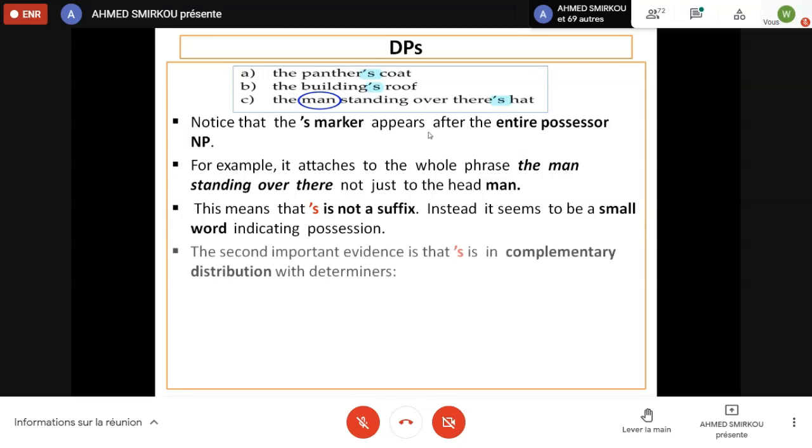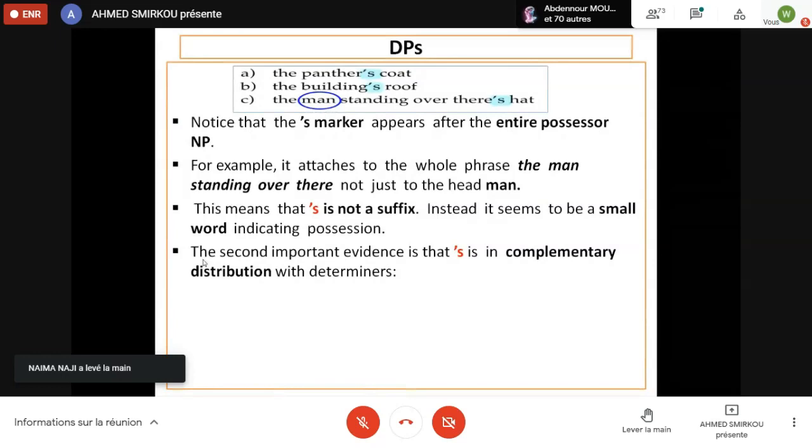The second important piece of evidence is that this possessive S is in complementary distribution with determiners. This is the idea that I want you to focus on. Please remember this one. This is the most important thing about the possessive S. It occurs in complementary distribution with determiners. Can anyone explain the meaning of complementary distribution? You did it in phonology. Naima? They occur in mutually exclusive contexts. They do not occur in the same environment.